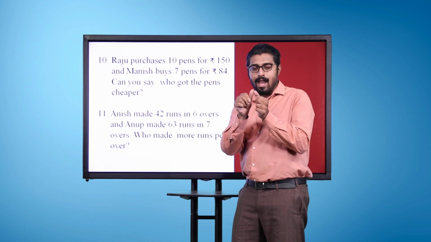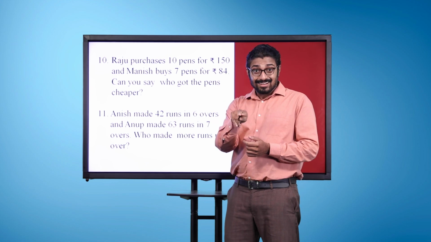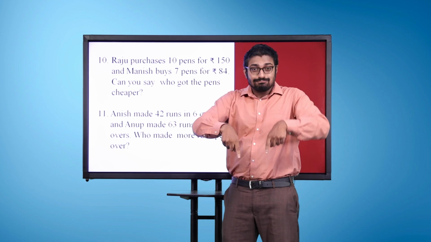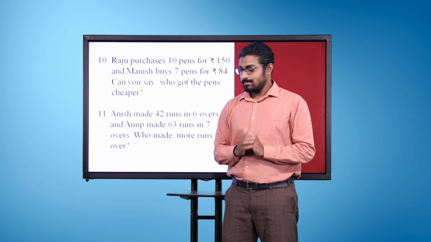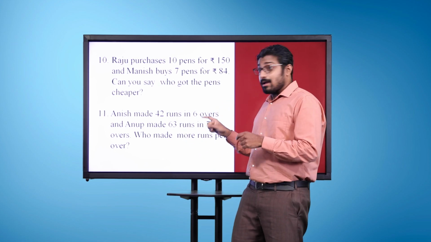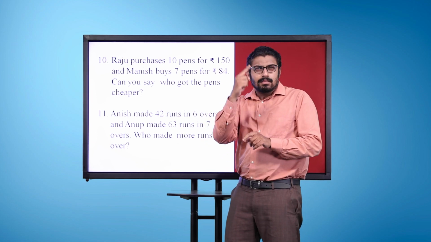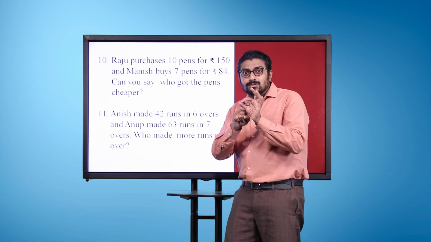Anish made 42 runs in 6 overs and Anup made 63 runs in 7 overs. Who made more runs per over?